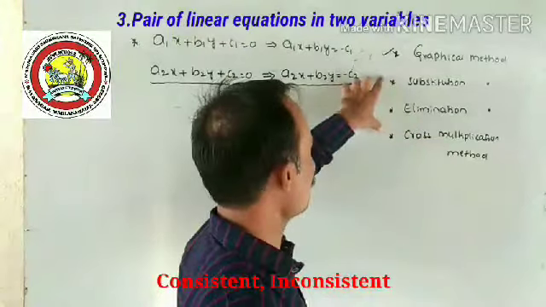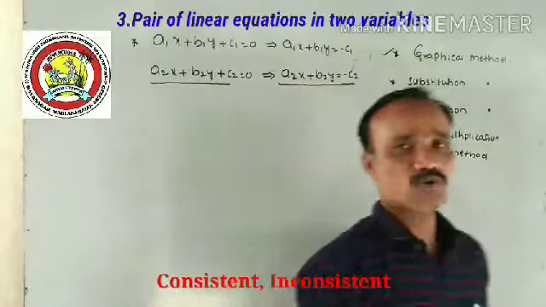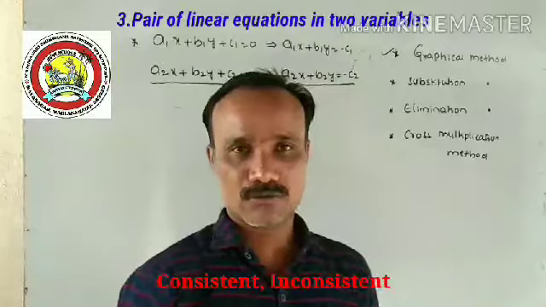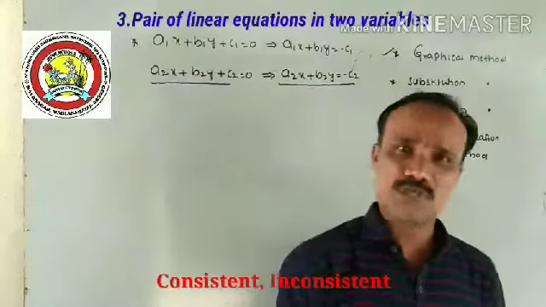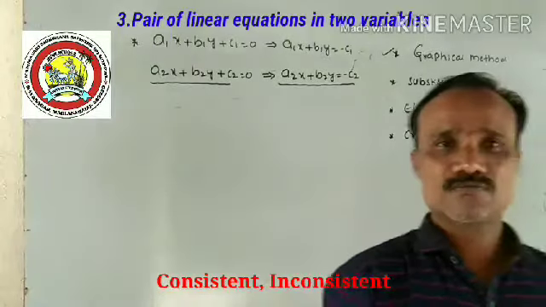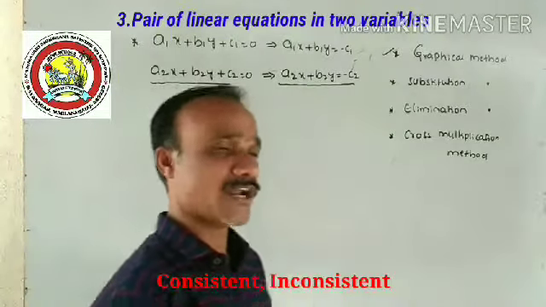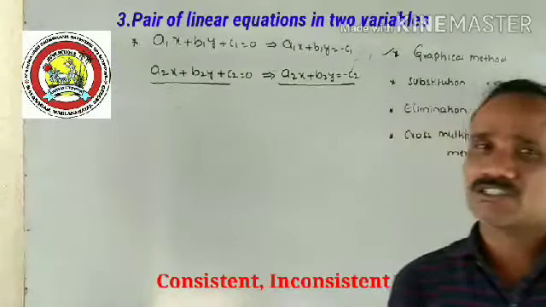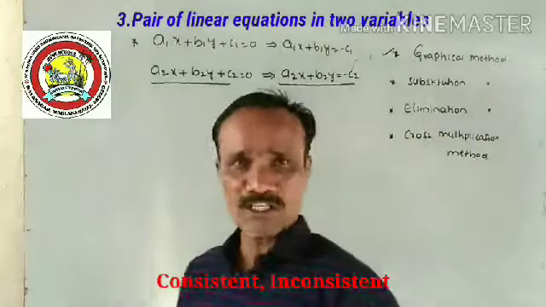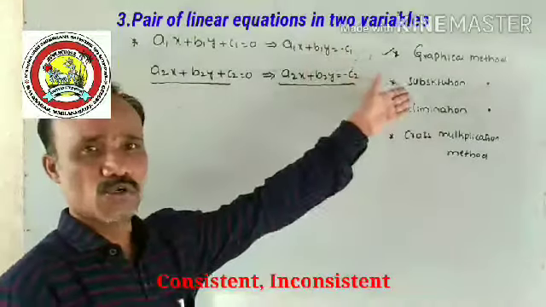Now, before starting the four methods, the very important thing is, first you have to check whether the given pair of equations has a solution or not. Sometimes lines may intersect. If the lines are intersecting each other, then you can say that it has exactly one solution. Maybe sometimes parallel, then we can say that it has no solution. Then finally, coincident means we can say that it has infinitely many solutions.